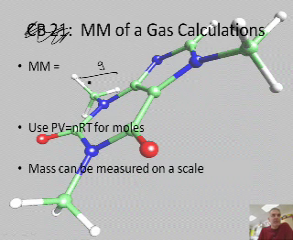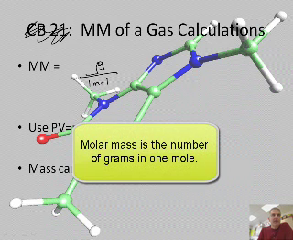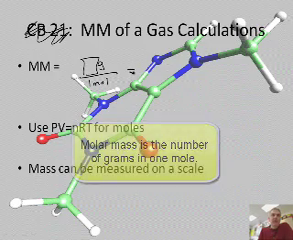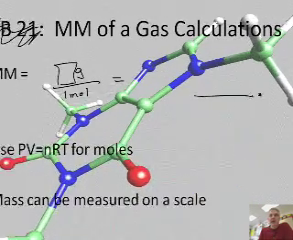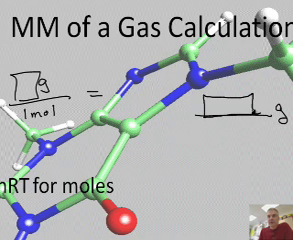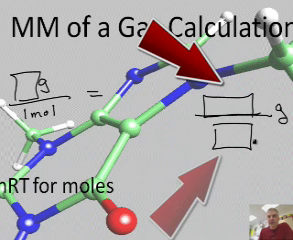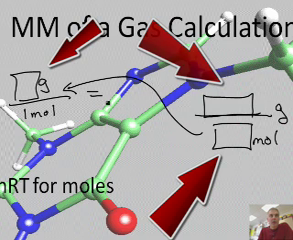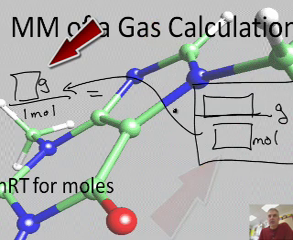If you recall, molar mass is the number of grams in 1 mole. This varies, and we usually look on the periodic table to determine what this value is. Basically, this gives us an equation. If you know the number of grams and you divide by some number of moles, that will give you the grams in 1 mole. And so this essentially is the equation.